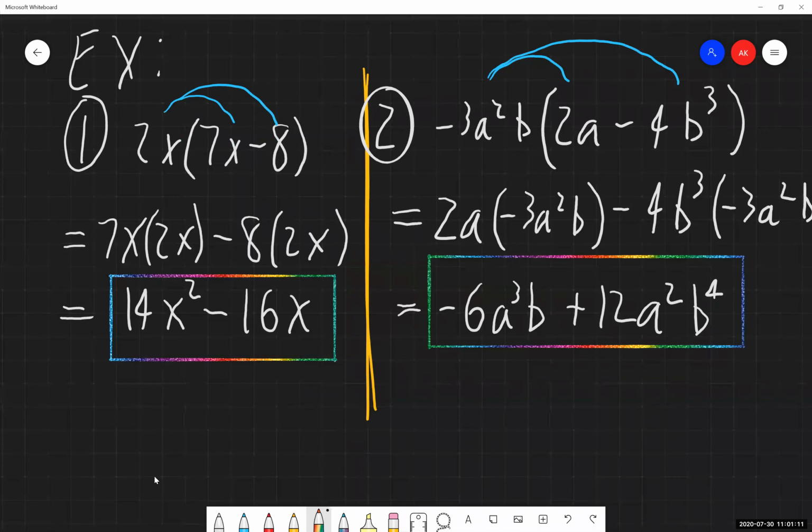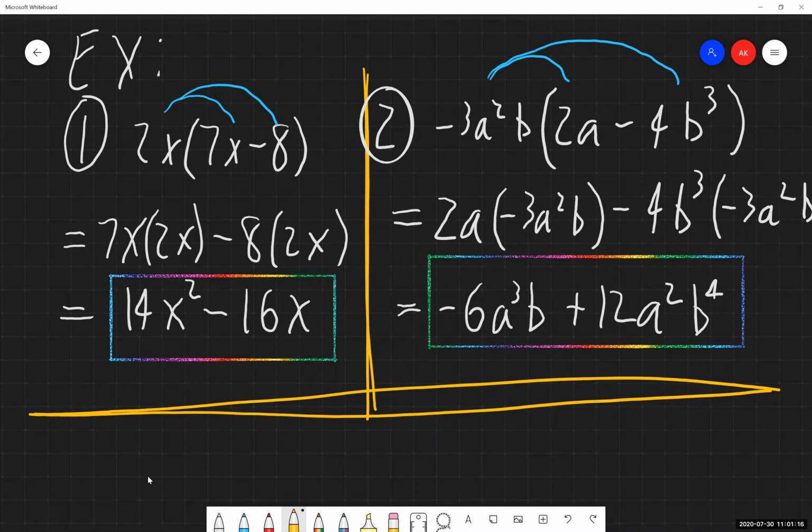Okay, so there's our previous examples. New line for ourselves.